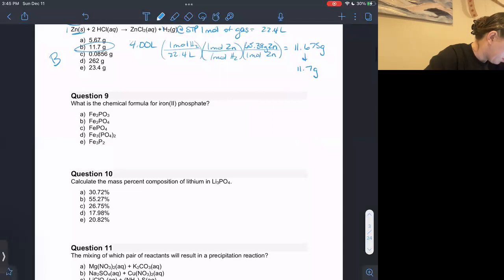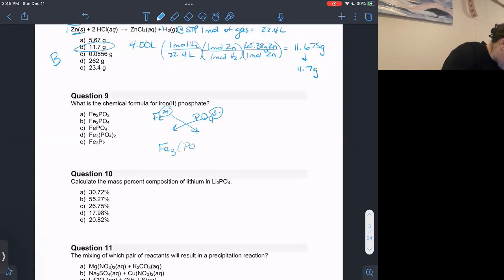Okay, what is the chemical formula of iron 2 phosphate? Okay, so I know that iron is Fe, and this Roman numeral 2 means it's going to have a +2. And then phosphate is one of my polyatomic ions, and that's PO4 3-. So those are opposite charges, so we can take this one, bring it down here, and this one and bring it down here. So it'd be Fe3(PO4)2. And that's D. Awesome.